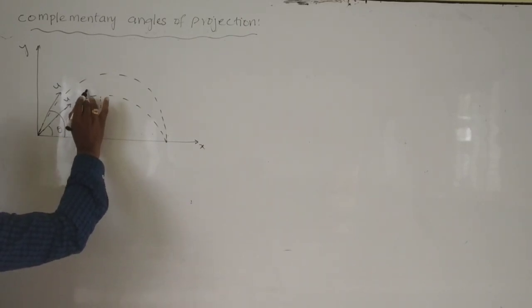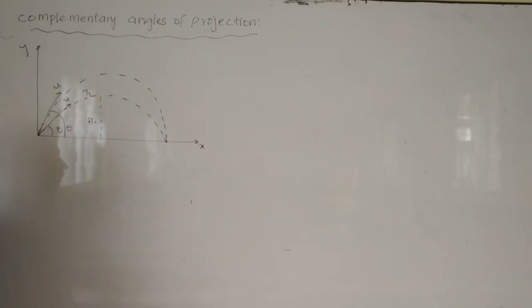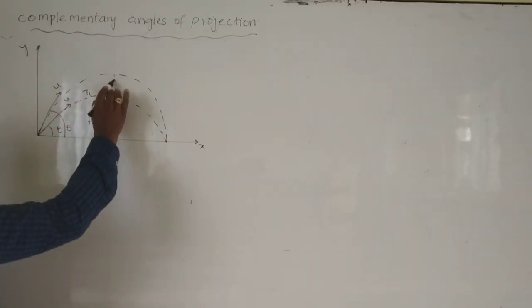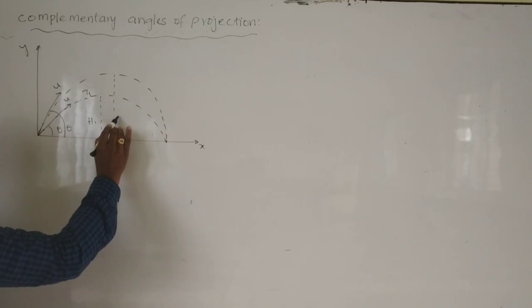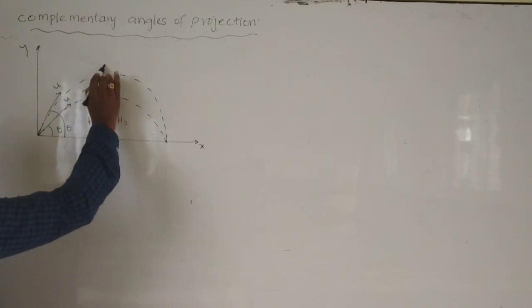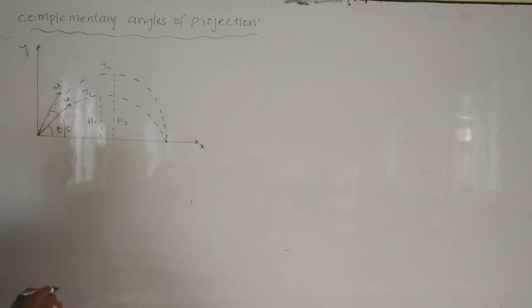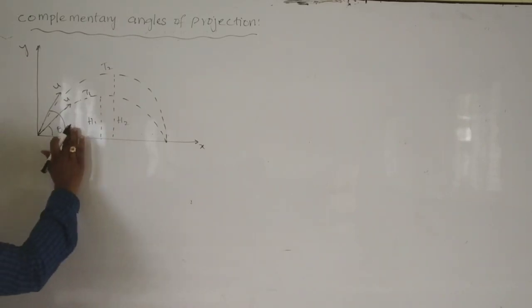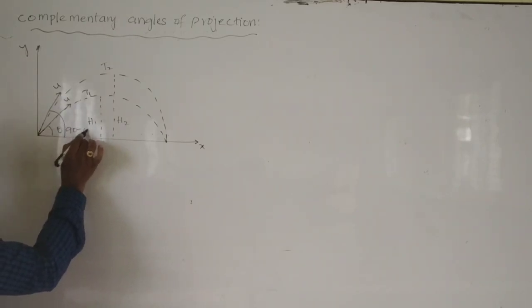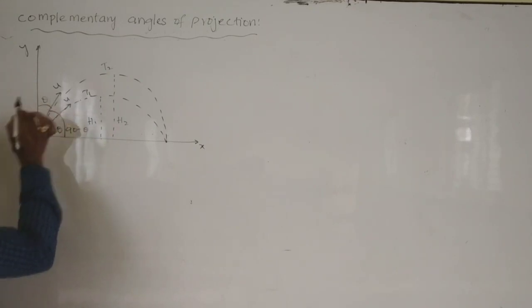So this is the maximum height h1, for which the time taken is t1. And for this, the height is h2 and the time taken is t2. Why do you say range? Because this is 90 minus theta, where we projected with theta.